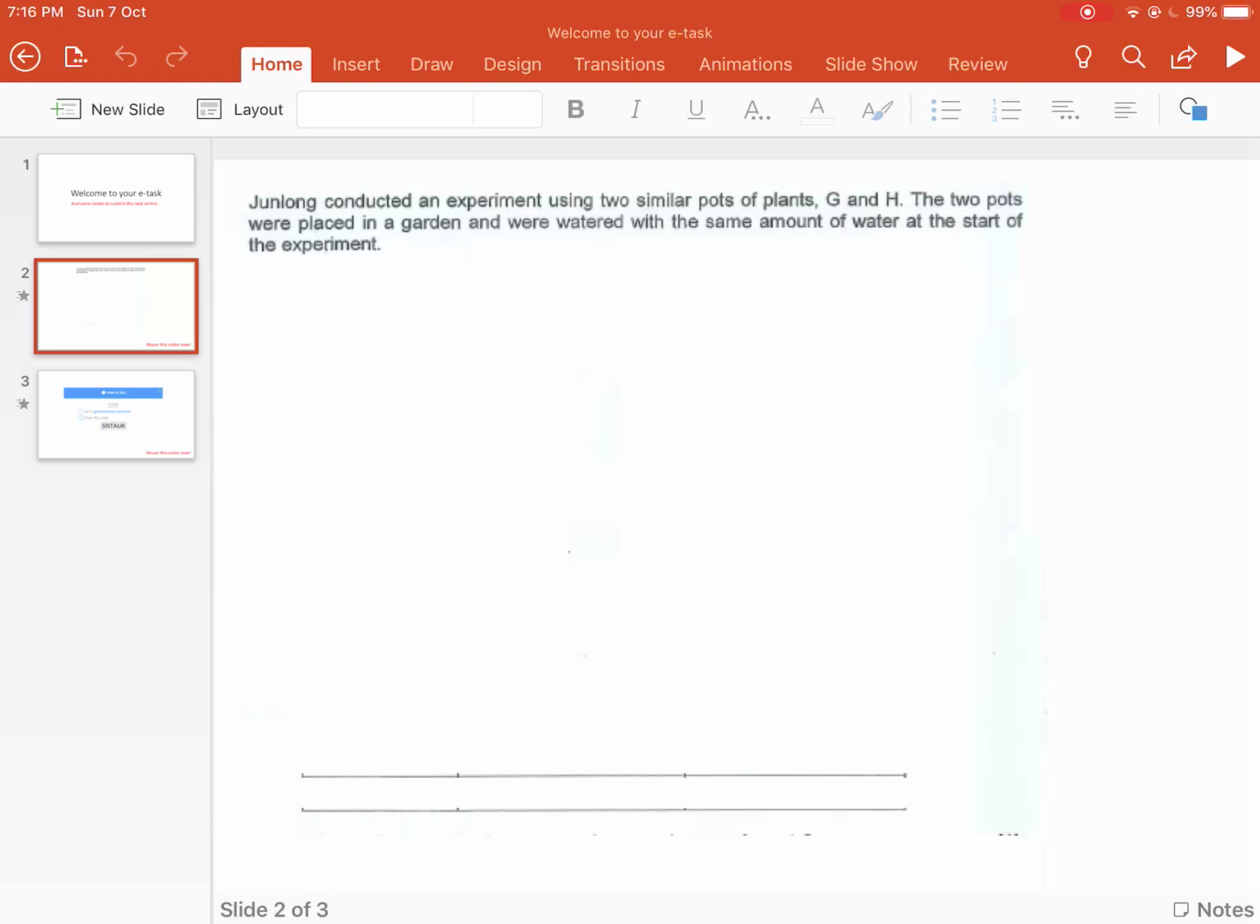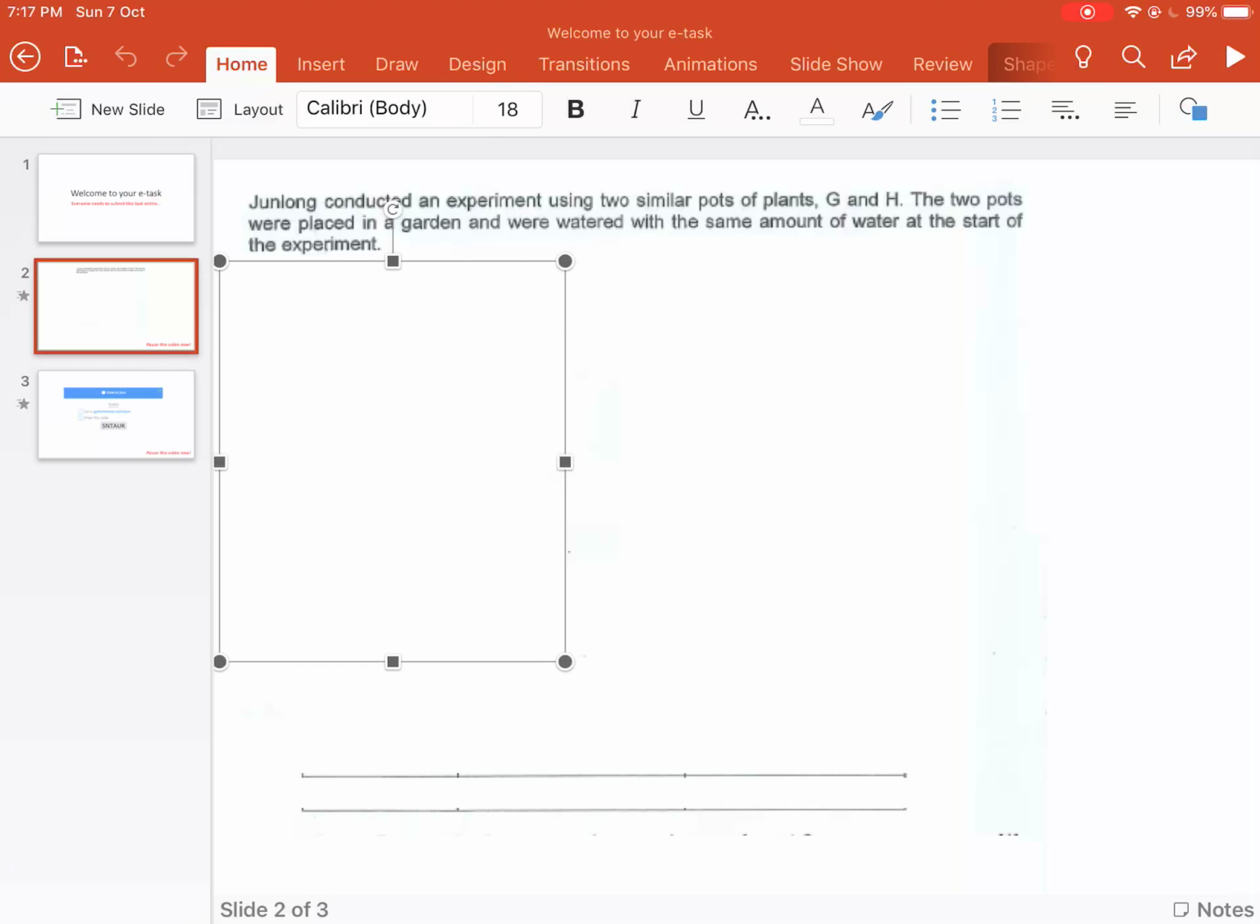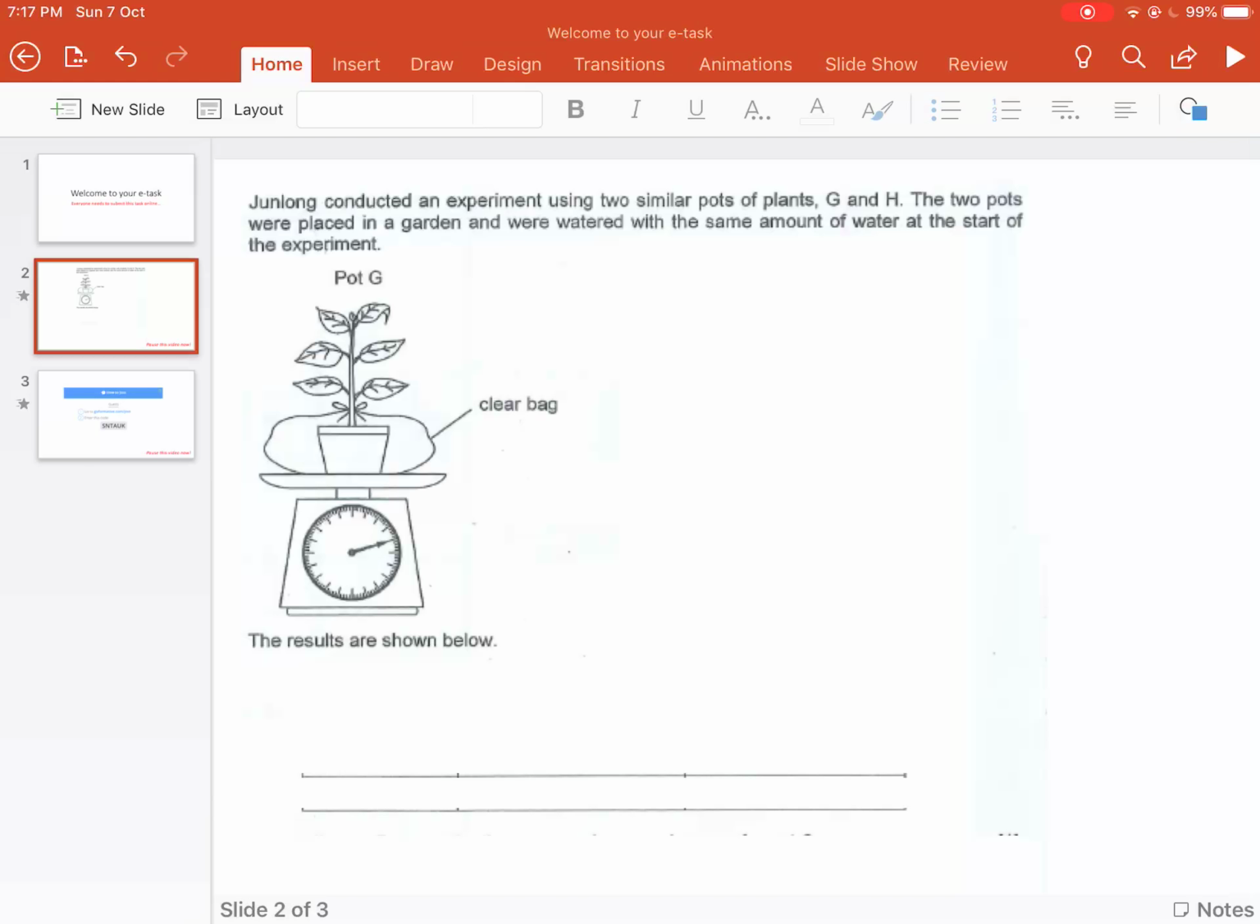You have this guy called Junlong. He conducted an experiment using two similar pots of plants, G and H. The two pots were placed in a garden and watered with the same amount of water at the start of the experiment. So how does pot G look like? How does pot H look like? So this is pot G. You have pot G with a clear bag. You notice the location of the clear bag.